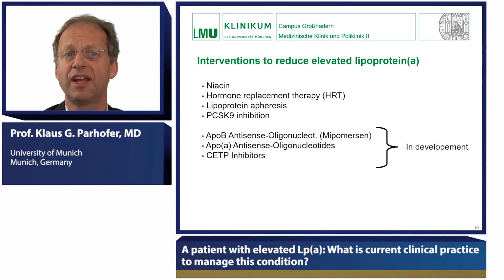And as you can see, there's a number of other drugs that are in development, which also, in addition usually to other changes, decrease lipoprotein(a). There's mipomersen, an ApoB antisense oligonucleotide, there's CETP inhibition, and then very interesting, there's also ApoA antisense oligonucleotides, which specifically try to address elevated lipoprotein(a).